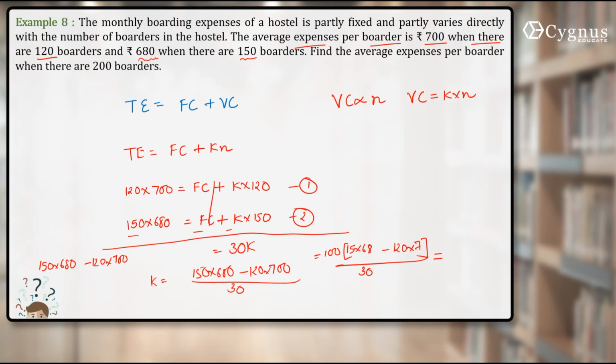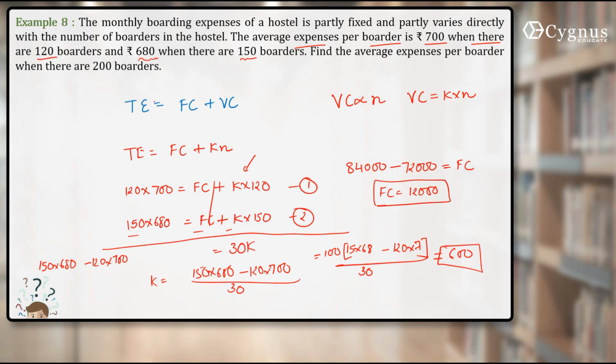This is equal to how much? When you solve it, you get 600. So the value of K is 600. I'll put it here to get the value of FC. So this was equal to 120 into 700, that is 84, and you get three zeros here. Minus K was how much? 600. 600 into 120 is 72,000. This is equal to fixed charge. So what are the fixed charges here? I can say 12,000. Yes or no? So I got the value of fixed charges as well as K.